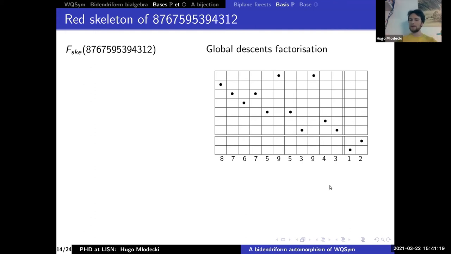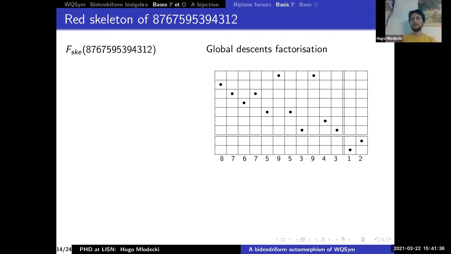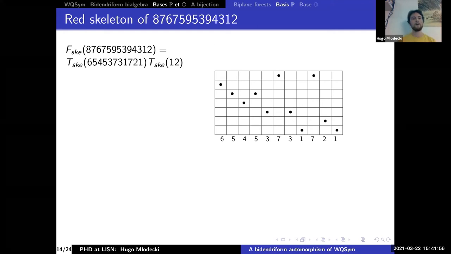And we separate the two factors and we pack them, so we remove the empty spaces. We get that, and we say that the forest of this big word is equal to the tree associated to this word here and the tree associated to this word here. So it is a sequence of two trees, the one associated to the first and the one associated to the second. Okay, we'll just forget about the little one for now. We will focus on the big word here.